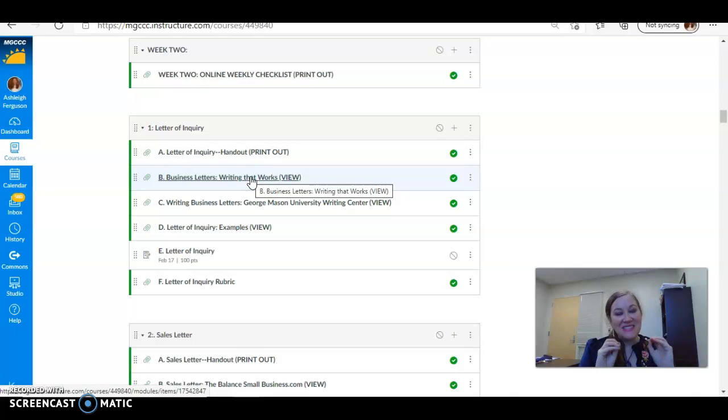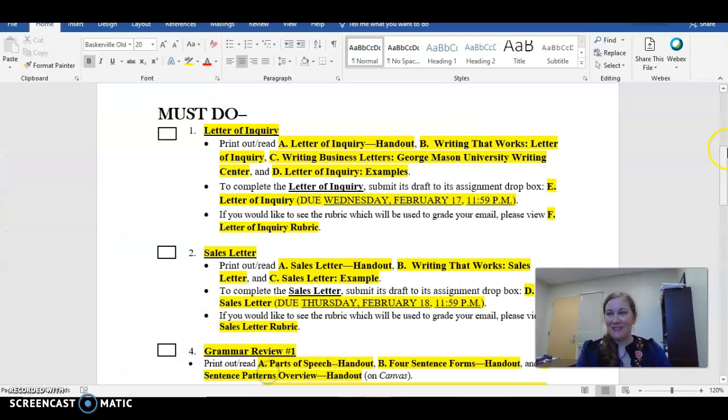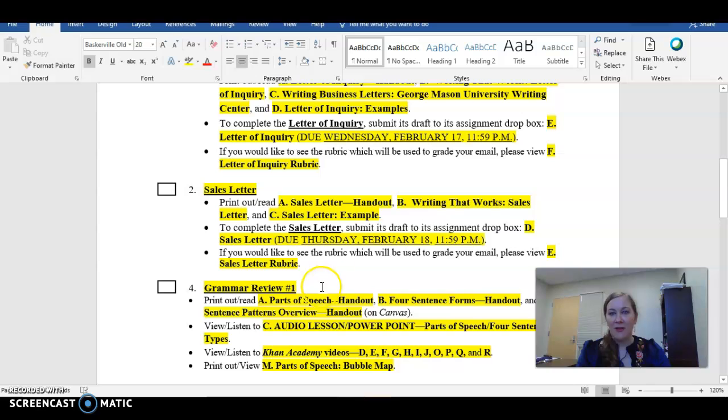All right, the second assignment is the sales letter. Now, the sales letter, you can probably guess, it's a marketing letter. You're attempting to sell something to a customer. As I mentioned, make sure to always follow our checklist and all the modules. This assignment's going to be due on Thursday.